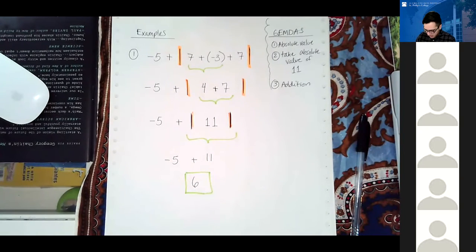Let's see. I got some more examples for you guys with absolute values.